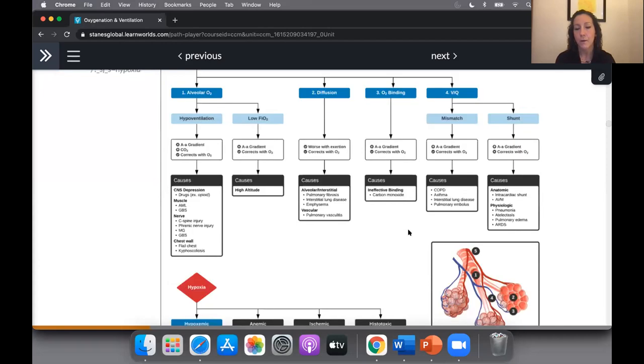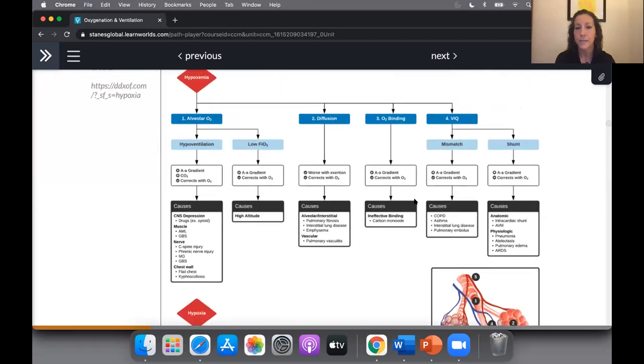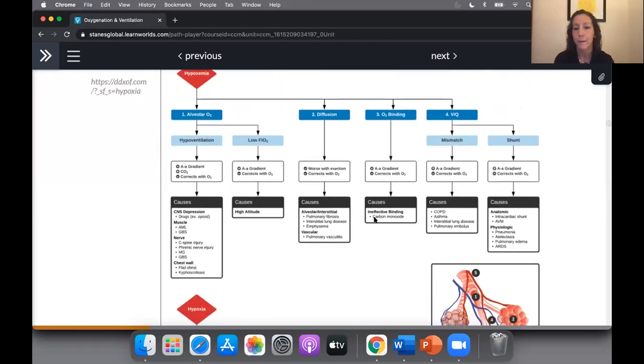Okay. The third is oxygen binding. This means the oxygen comes in, it goes to the alveolus, it's actually transferred to the capillary, but it doesn't bind to hemoglobin. An example of that would be carbon monoxide poisoning.